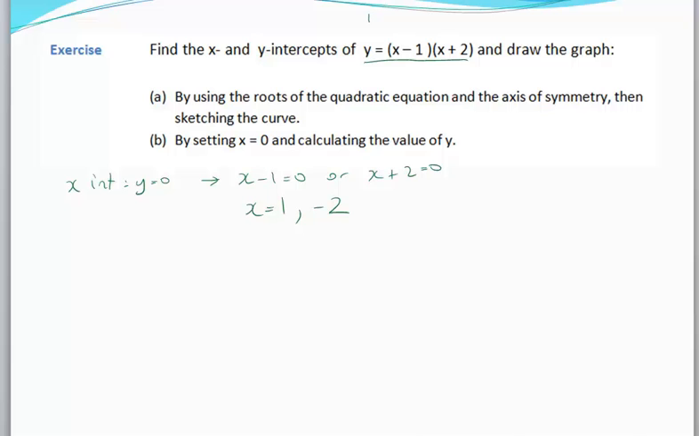For our y-intercept, we're going to have to actually expand. So y is equal to x times x is x squared, plus 2x minus x, plus minus 1 times 2 is minus 2. To find our y-intercept, we set x equal to 0. So here y is equal to 0 plus 0 minus 2 equals minus 2. So here we've found our x and our y-intercepts, and now we can also find our axis of symmetry.